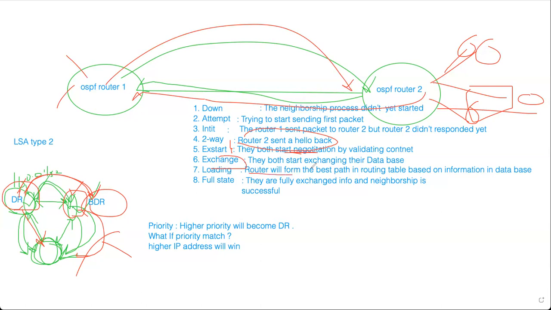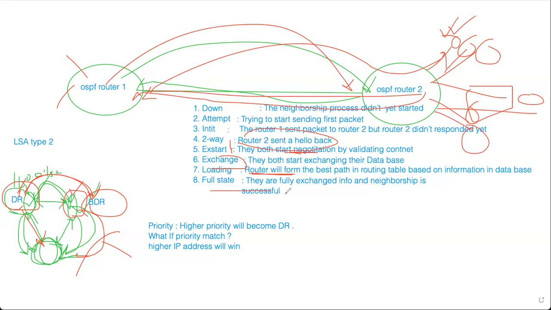Loading state is where, okay, let's say this router and this router have the best path. For example, there is a router here and there's a router here. To reach this router, it will share its database to this guy, and this will know, okay, to reach this router, I have to use this router. So that calculation is done in the loading state.